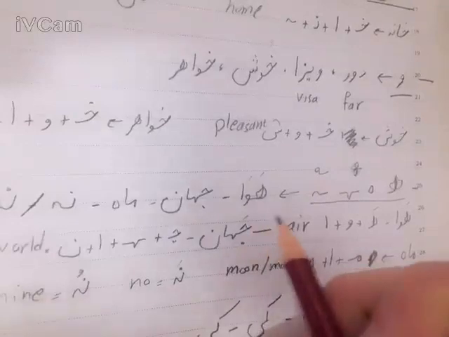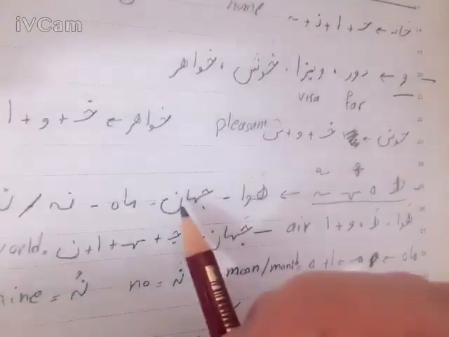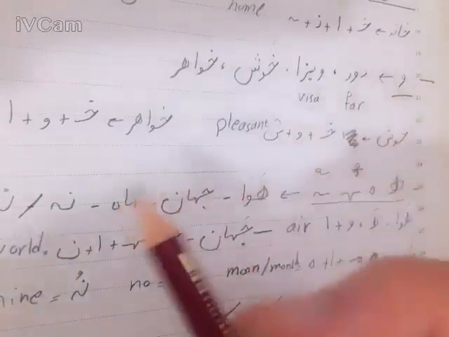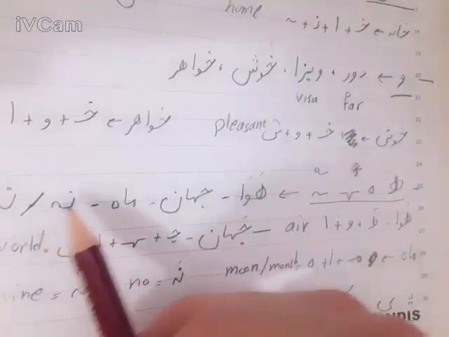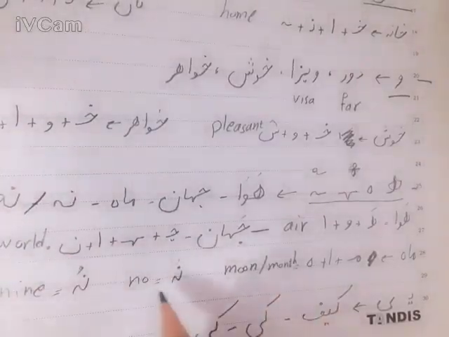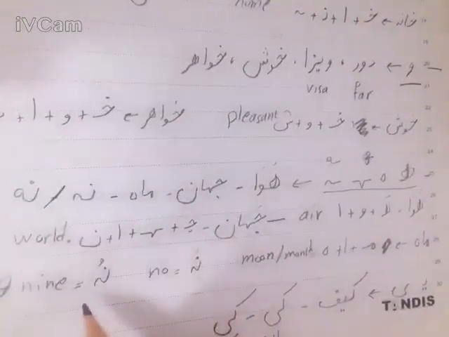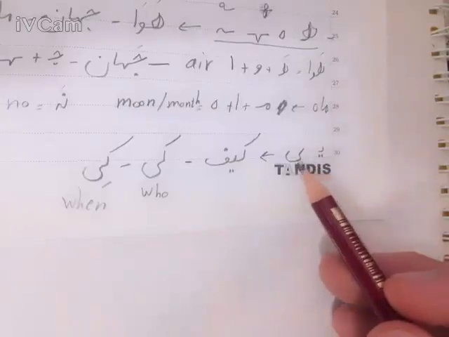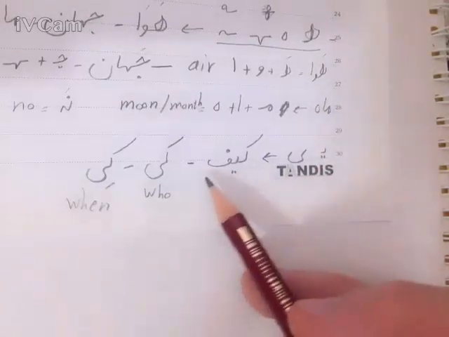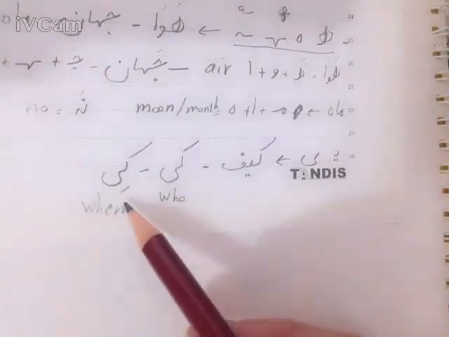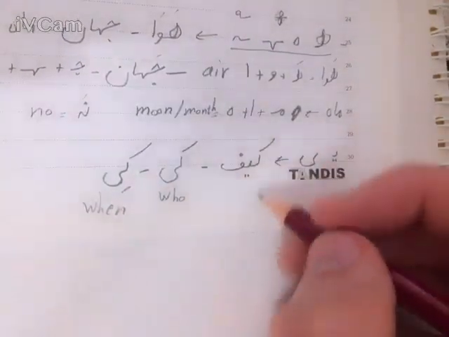The words we're going to have with it are hava, air, jahan, the world, mah, the moon, and nine, which is no, or if it's like no, that would be na. Na is no, and no is nine. Okay, so now the last letter finally is ye, which could sound like e, like kif or ki, and could sound like ye, like k, a, k. K is when, ki is who, and kif is bag.